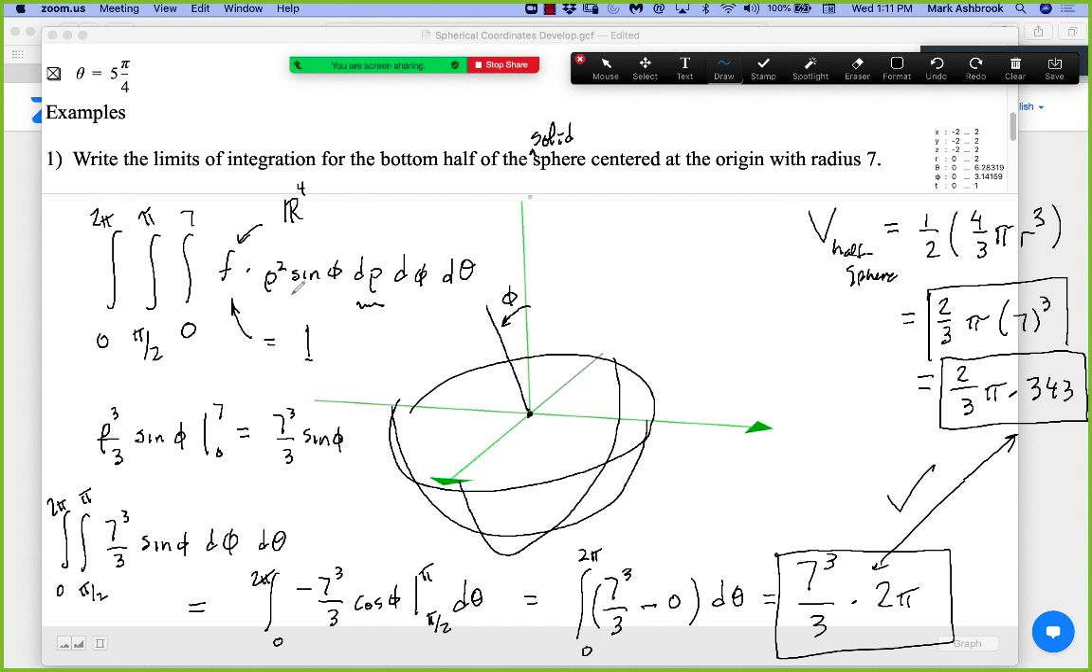So finding the volume using a spherical triple integral, we're going to make that function equal to 1. And that gets the volume of that thing that we're integrating over.